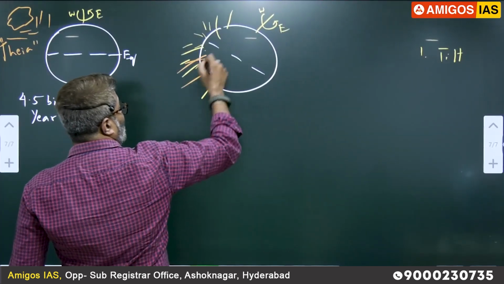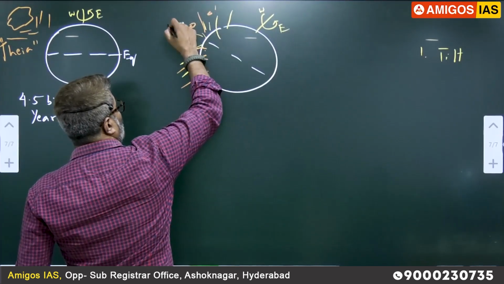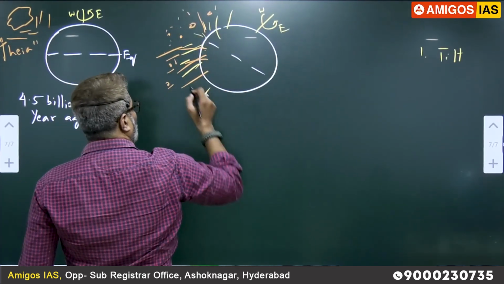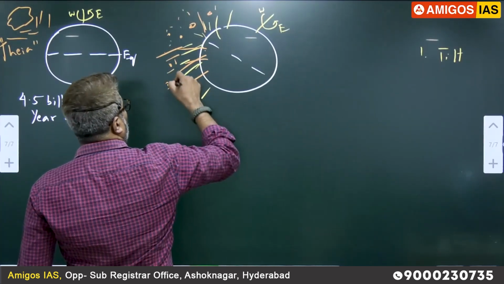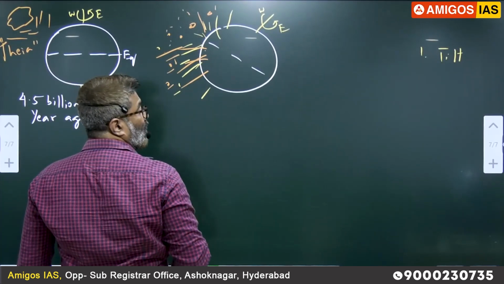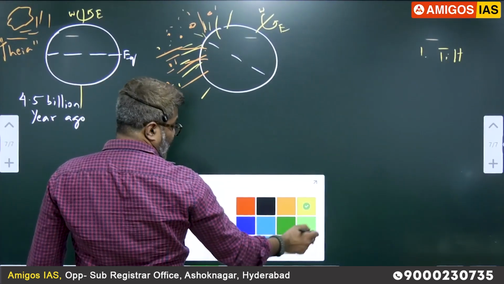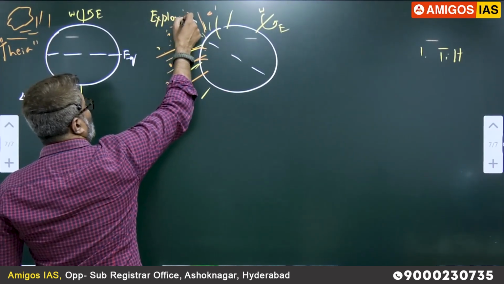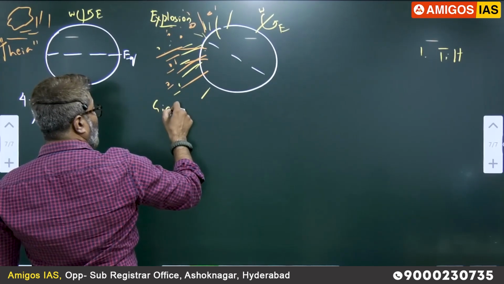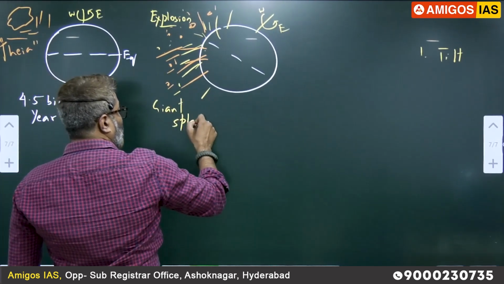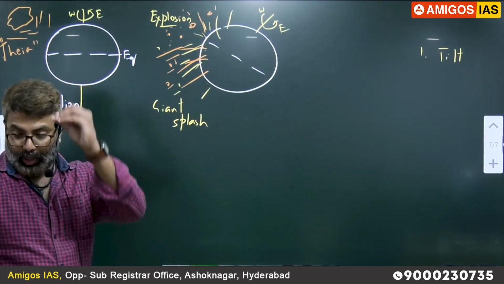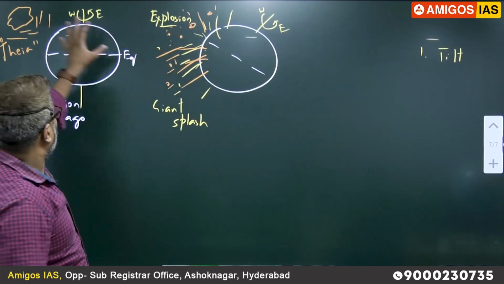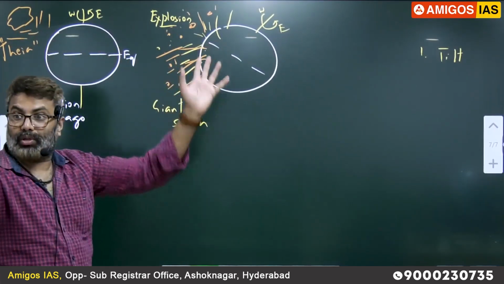All the dust and rocks were thrown out. All this was thrown out like this. This explosion is called a giant splash. What is a splash? Let's say when you take a rock and put it in the water, what happens? Water splashes, just like that. So initially there was a huge explosion. So the asteroid matter and earth matter was thrown out.